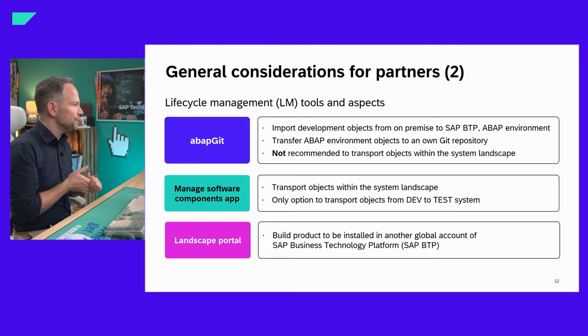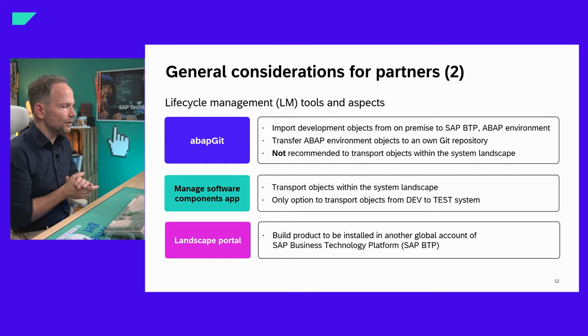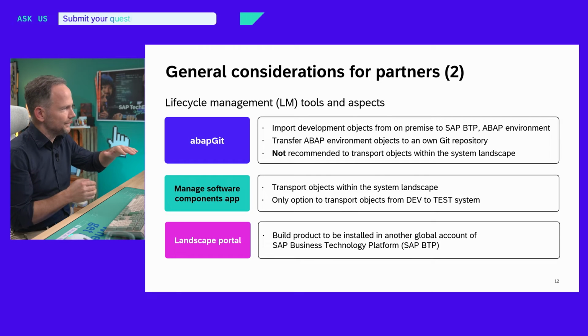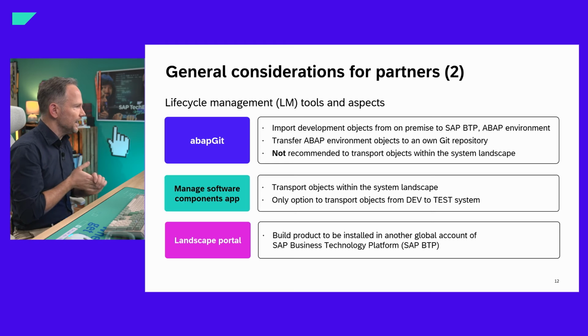For that purpose, we are offering the Manage Software Component app, which is part of the Steampunk delivery of the administration Fiori apps. This app is intended to transport objects, more precisely of a software component, from one system to another, for example from test to prod. These tools are normally required only for customers. For a customer everything is fine here, because a customer would only work within their own system landscape, within their own global account of the BTP, and for that purpose the Manage Software Component app is fine.